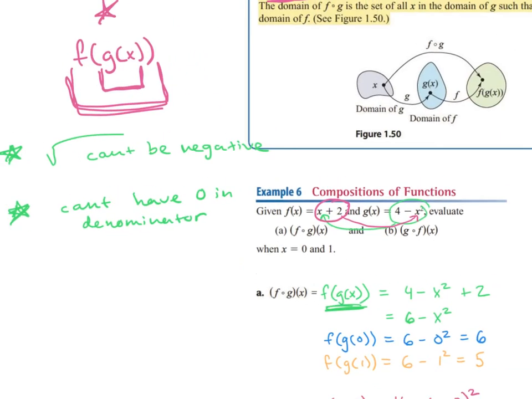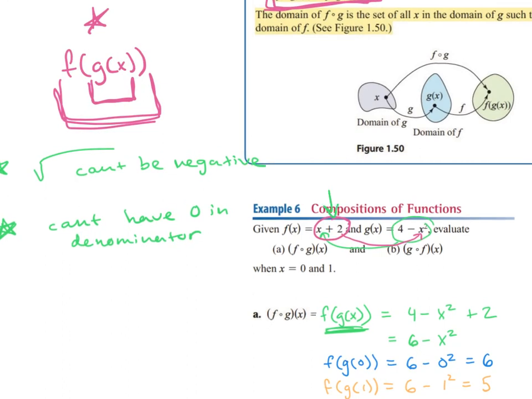So like for the first example for 6, we have x plus 2 and 4 minus x squared. Here we don't have any square roots, so we don't have to worry about that, and we don't have any fractions, so we don't have to worry about 0 in our denominator. So our domain is always all real numbers. So for this one, we don't even have to worry about the domain because it's all real numbers. But when we see a square root and when we have a fraction, that's when we have to think about our domain.